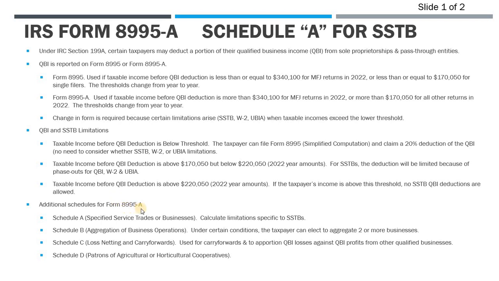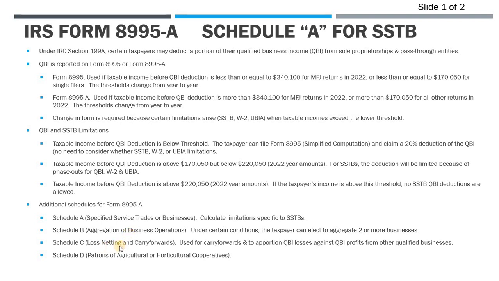So what are these 8995A additional schedules? We're working with Schedule A because we have SSTB income. Schedule B is used if we're going to make an election to aggregate certain businesses. Now, that is quite frankly quite rare, so there are very rigid requirements that have to be met to even be able to aggregate, and a lot of times it's not preferable to do so.